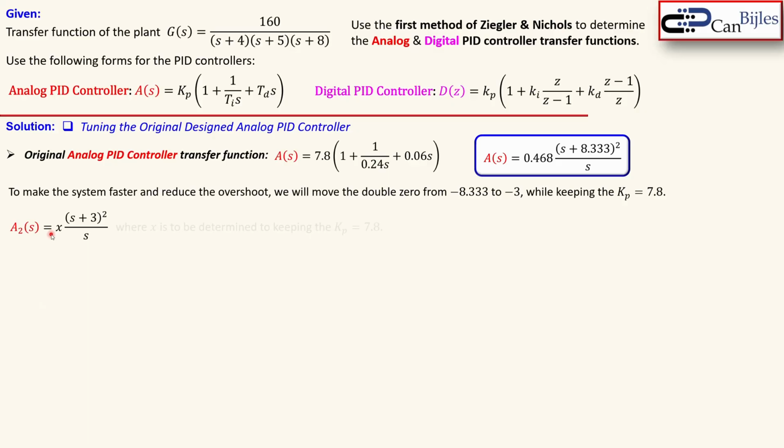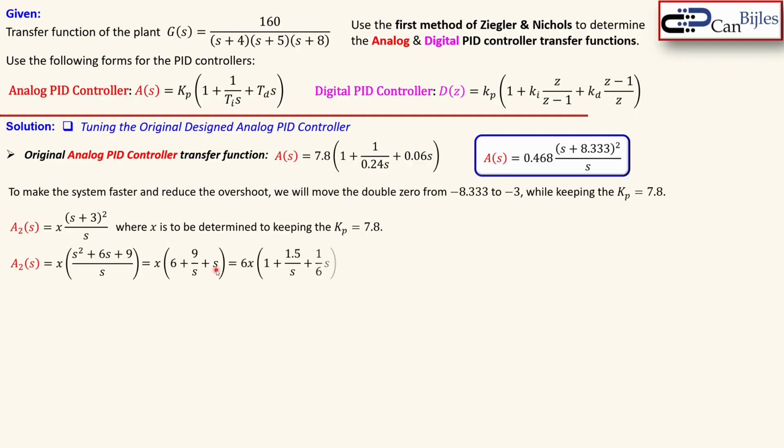What I do is the following. This X is to be determined in order to keep this Kp at 7.8. That is actually my objective. So I will work out this parenthesis first, so that it will be S squared plus 6S plus 9. That's this parenthesis worked out, and we have this expression. Now if I work it out further, I see here that 6S over S is 6, 9 over S is just 9 over S, and S squared over S is purely the derivative part, S.